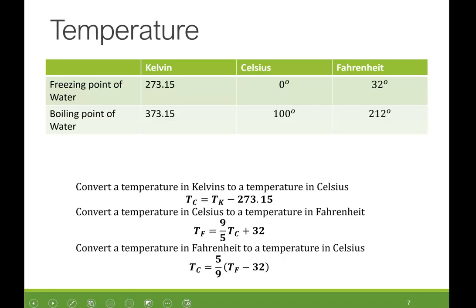Down below, you see the conversions for how to convert between Kelvins and Celsius, and then Celsius and Fahrenheit, and then Fahrenheit to Celsius. Do you need to memorize these formulas? No, they would be given to you. Do you need to be able to use the formulas? Yes, you should be able to use the correct formula and plug the numbers into the correct place to get the correct output. That should be doable, right?